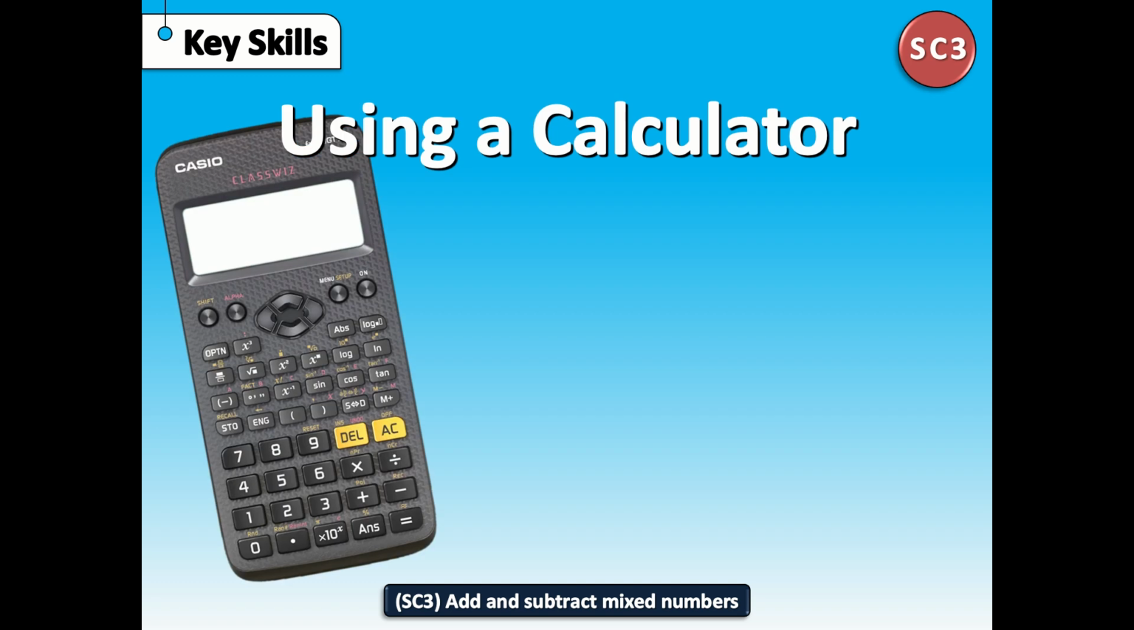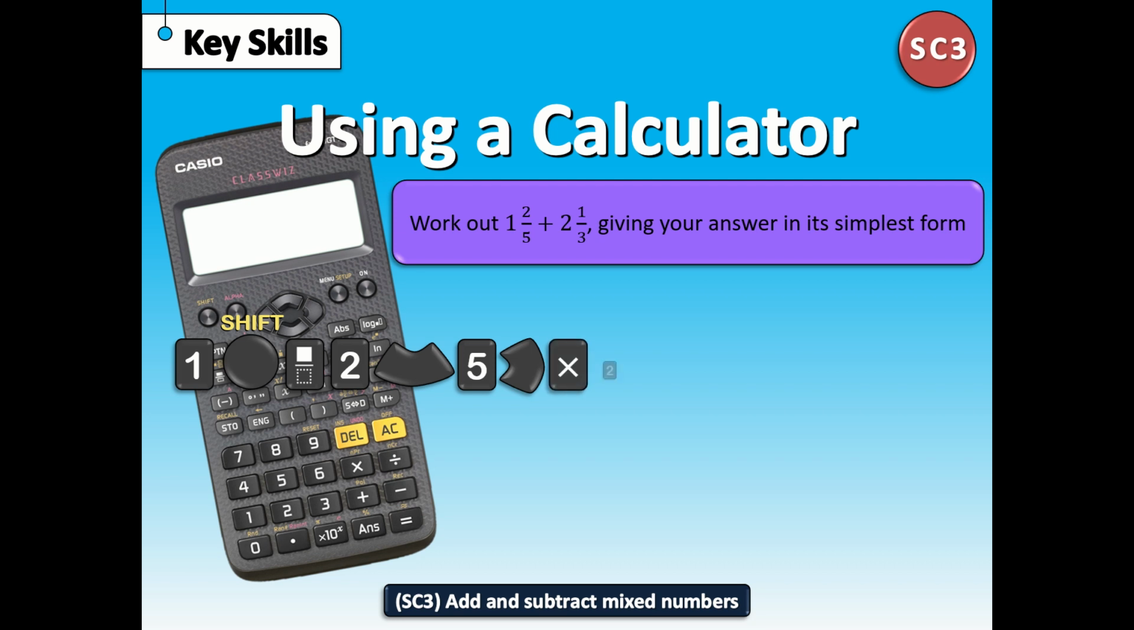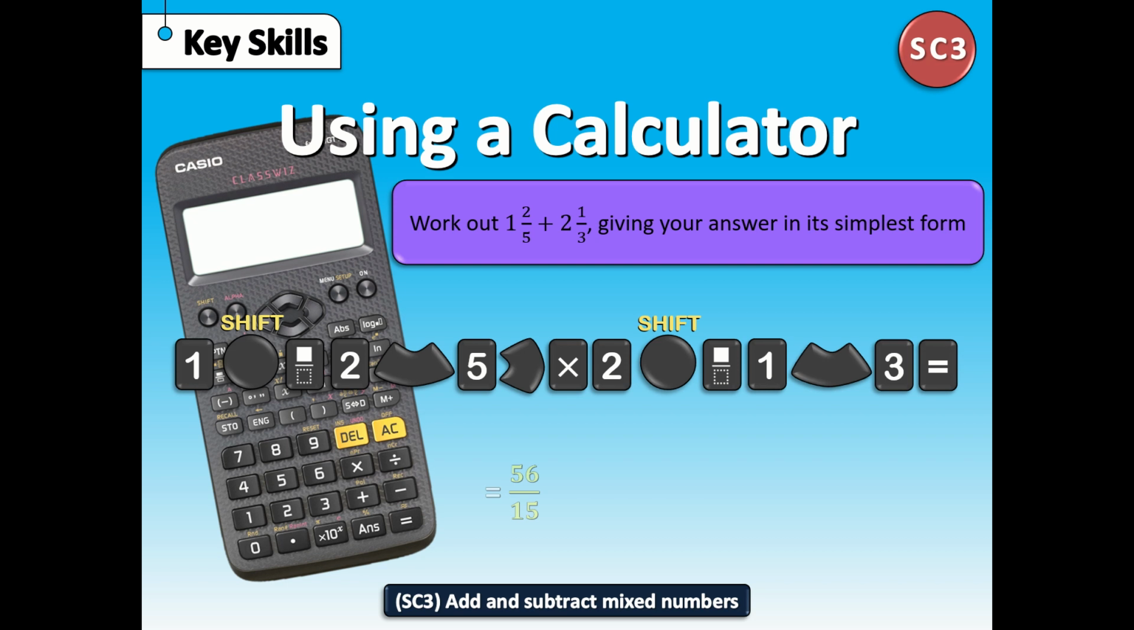I can do this using the calculator again. So if I want to do 1 2/5 plus 2 1/3, I type in 1, then I press shift and then the fraction button, and then 2 and go down to do fifths. Then I go across and press plus 2, press shift and the fraction button, and 1/3, and then press equals. So my answer is 56 over 15.